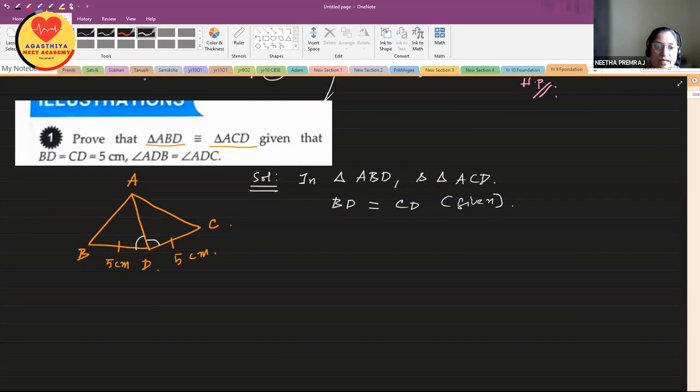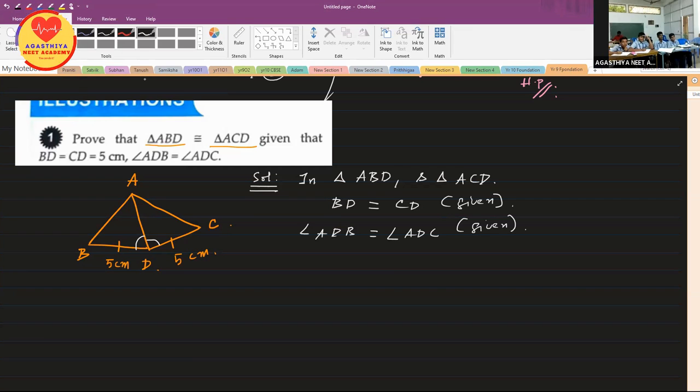And angle ADB is equal to angle ADC. That is also given in the sum. Then what else can you say? What about AD? The side AD is common to both the triangles, isn't it? Yes, AD is common.